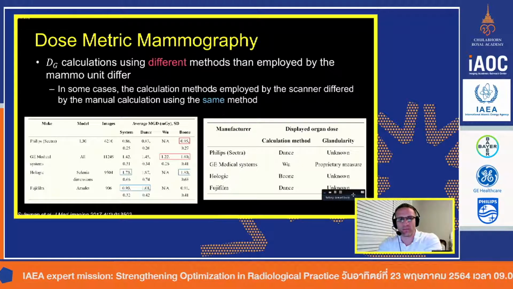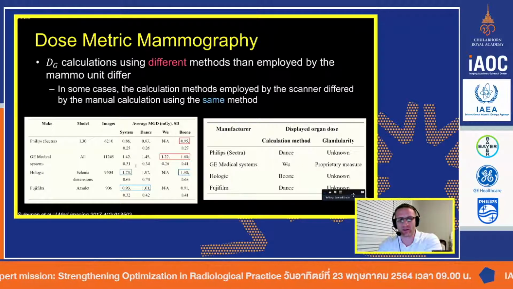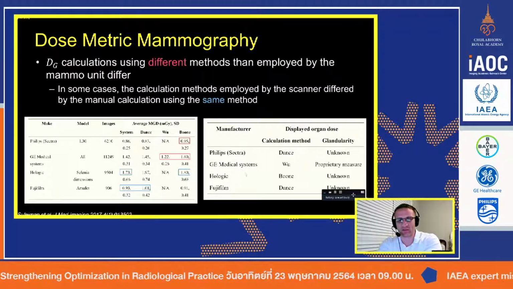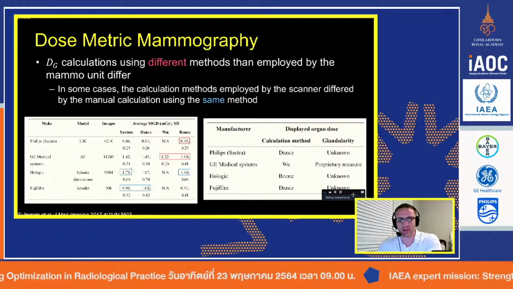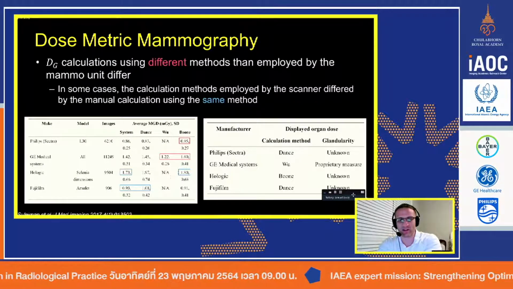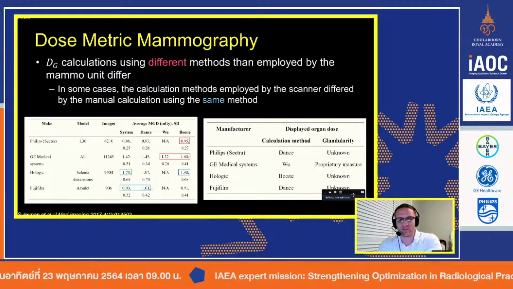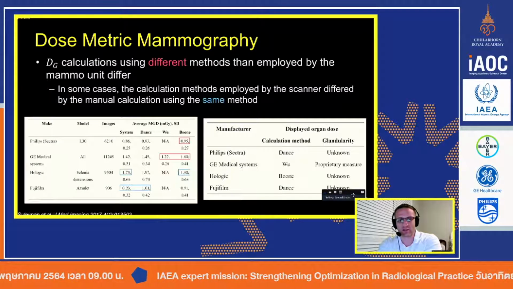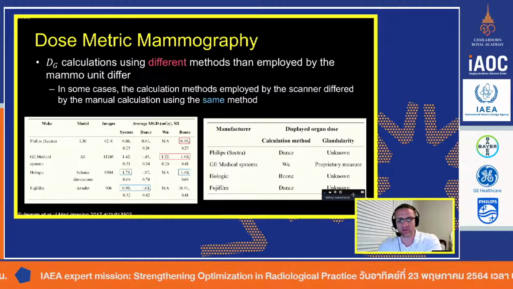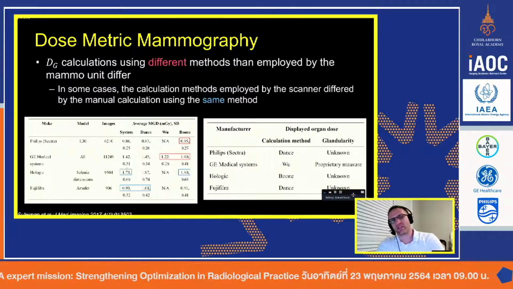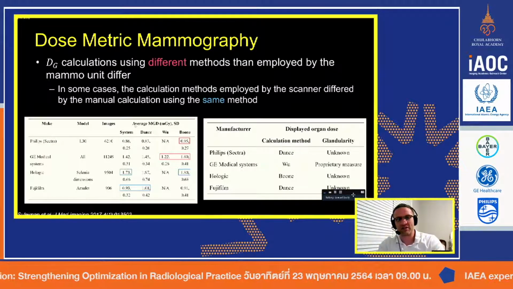And then you would expect the ones like we've said here, Hologic, for example, uses the Boone method. So you'd expect their output of 1.73 to be identical or nearly identical, but they're not. And Fuji uses Dance. You would expect these to be identical, but they're not. In fact, in this case, the Fuji matches very closely with the Boone method. So there's just a lot of variability built into all of this.